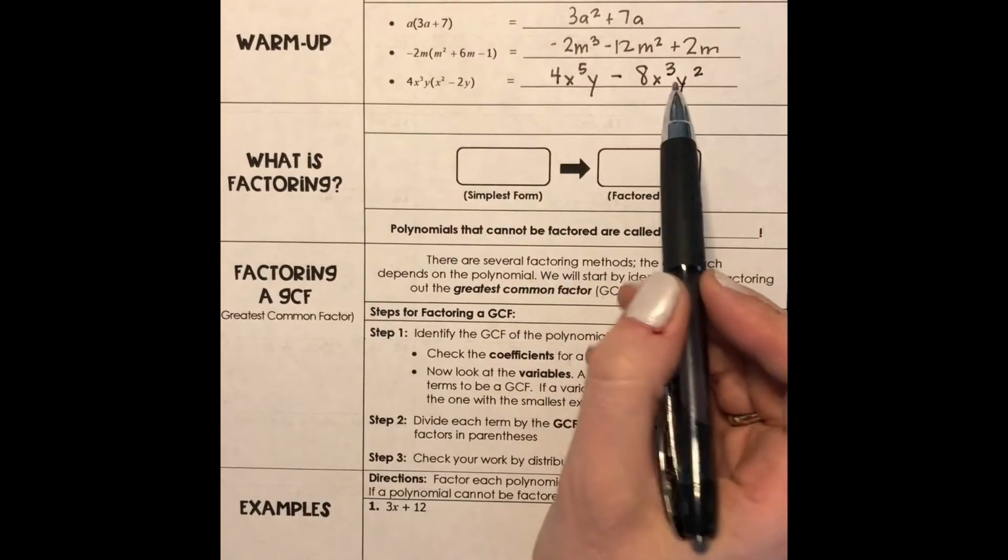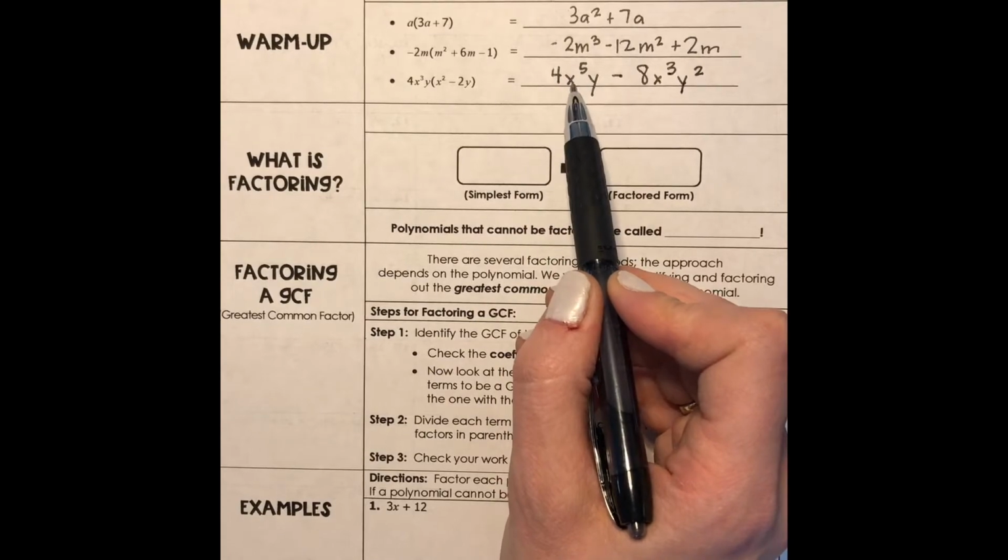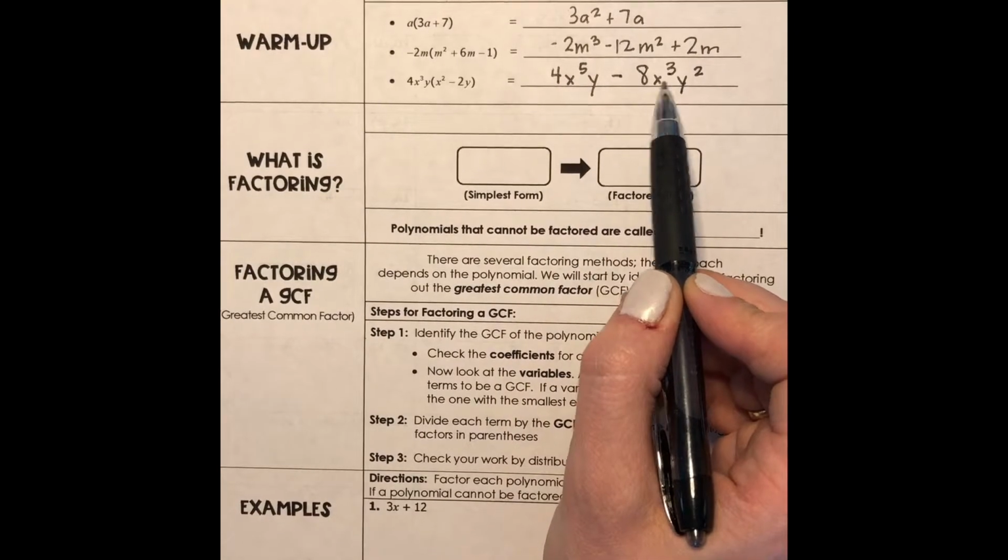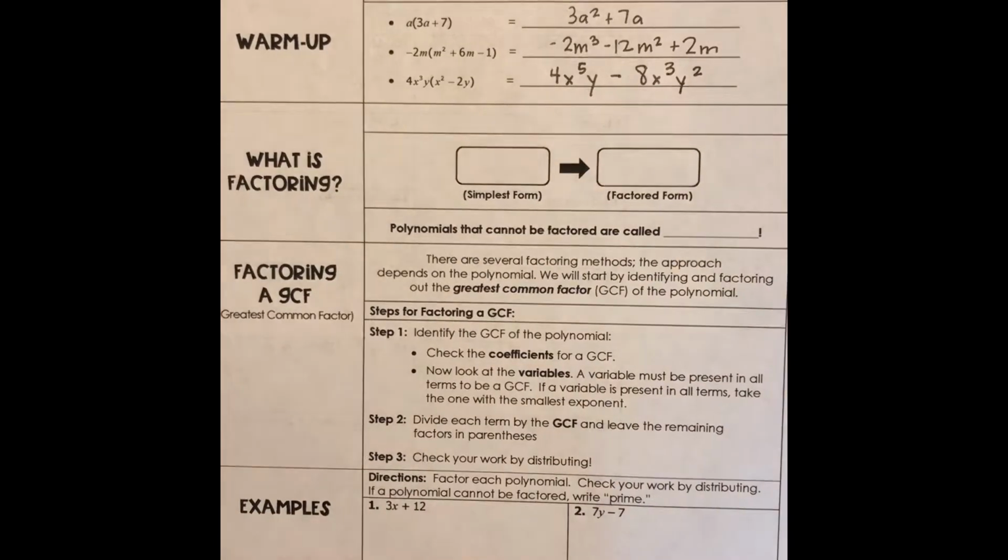Remember, when you put things in standard form, you go alphabetically first, and this is like saying x, x, x, x, x, y, and this is x, x, x, y, y. So the 5 x's would come before the 3 x's.